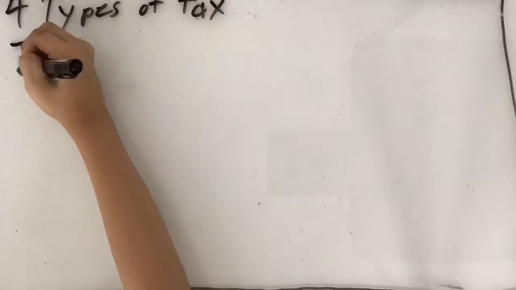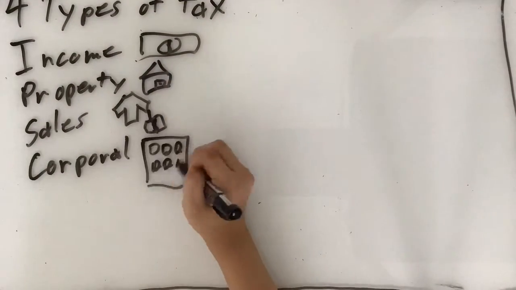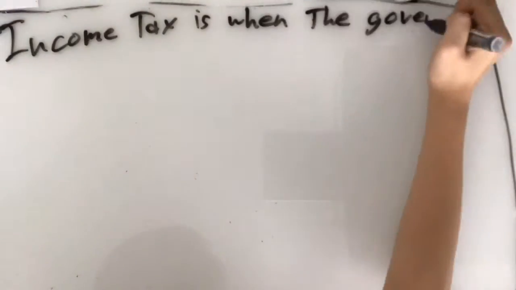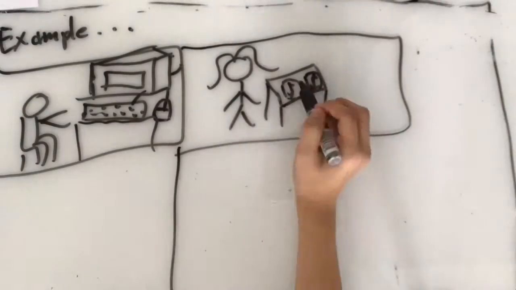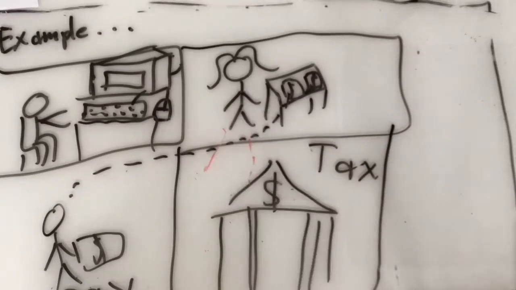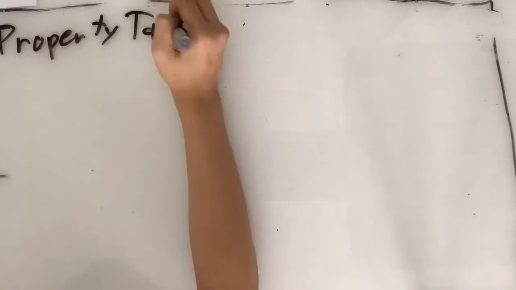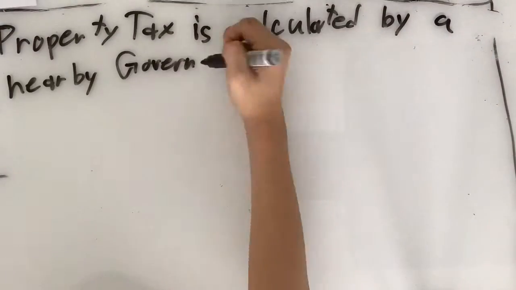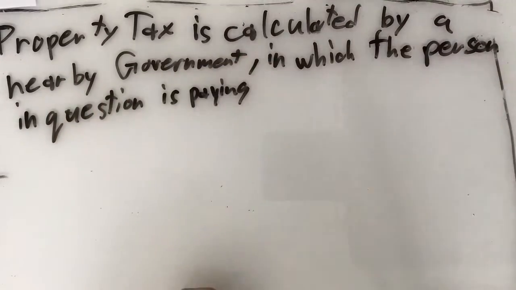There are four types of taxes: income, property, sales, and corporate. Income tax is when the government takes part of a person's earnings. An example is when an office worker works really hard and the boss is preparing the paychecks. The office worker gets paid, but the government applies tax to that person's pay, which means it takes part of the pay.